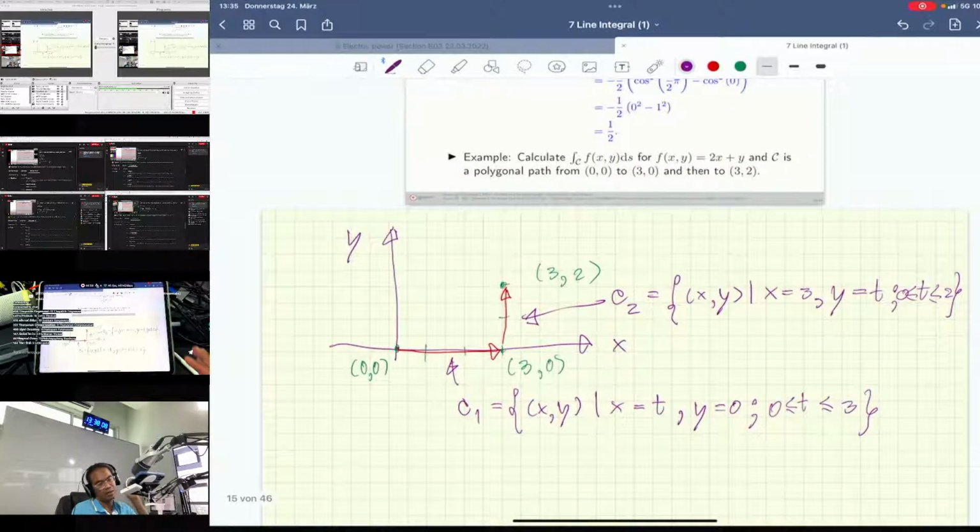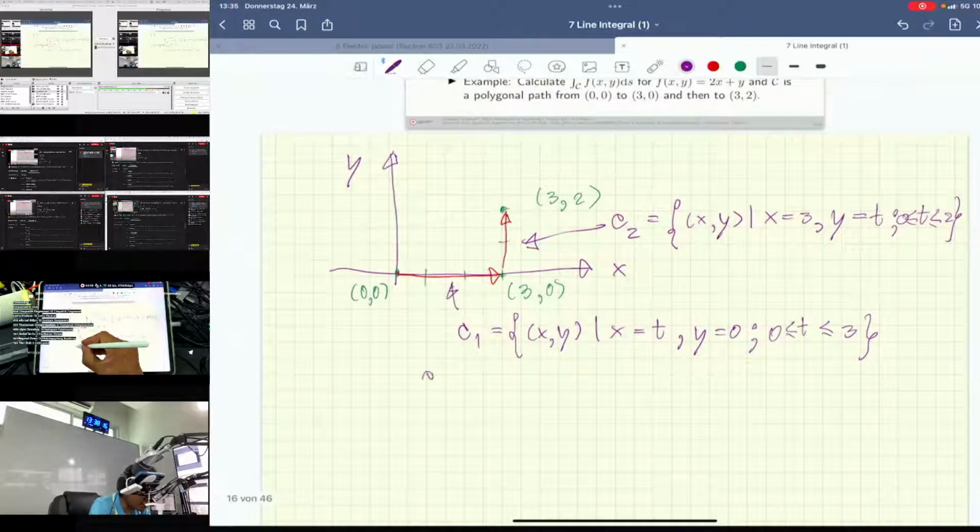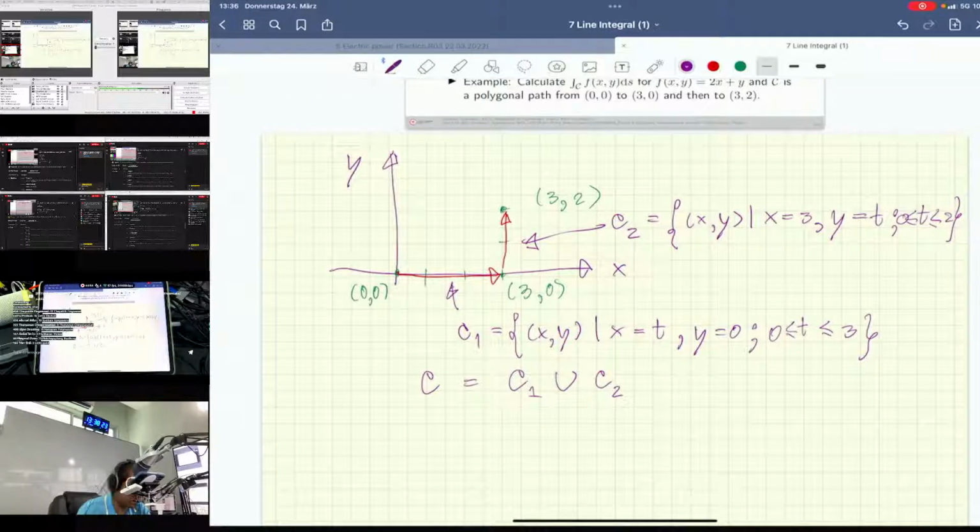Okay, and you know that the total curve, the contour, will be the union between the first contour and the second contour. You know, this is the union symbol in the set operation. I hope that you have some background about set operation before, right? Okay, and let's move to the next step.